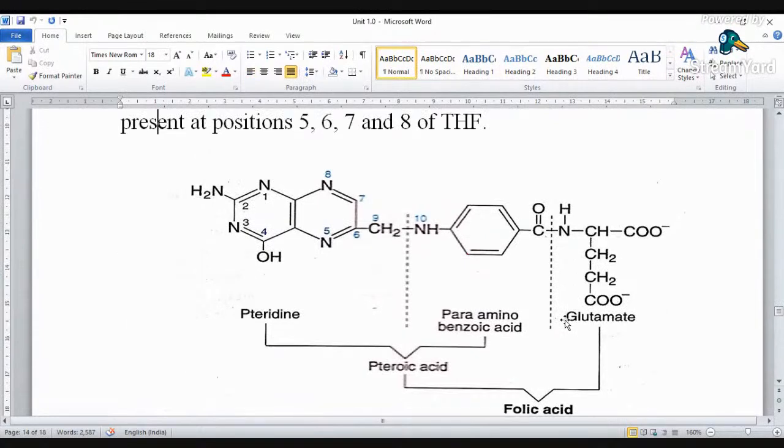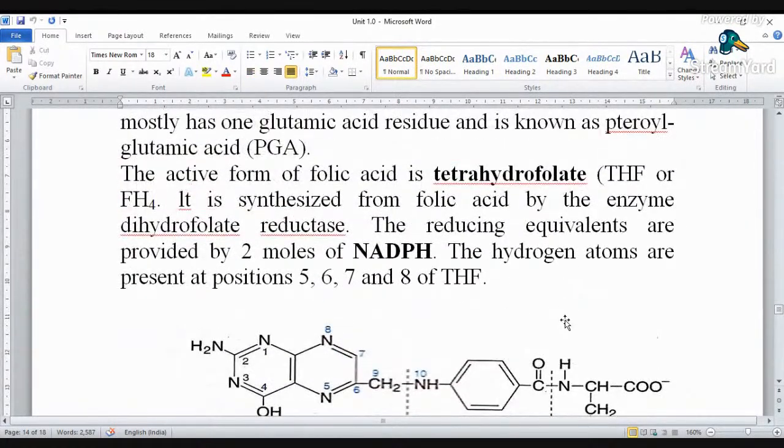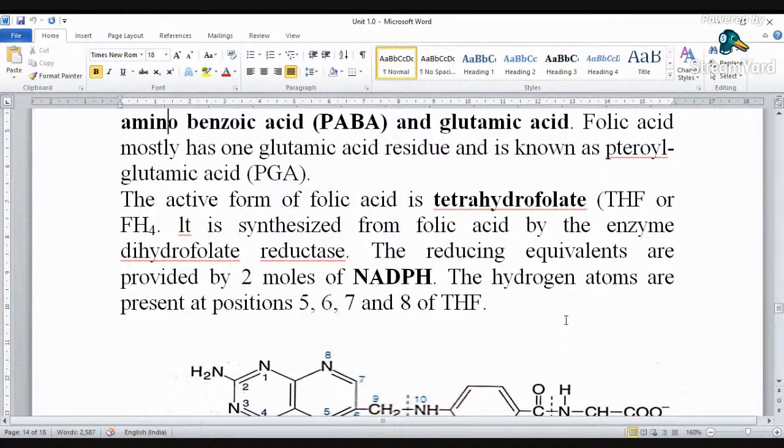The active form of the vitamin is tetrahydrofolate. The active form of folic acid is tetrahydrofolate, THF or FH4. H4 means 4 hydrogen and F means folic acid. So it is tetrahydrofolate. It is synthesized from folic acid by the enzyme dihydrofolate reductase.